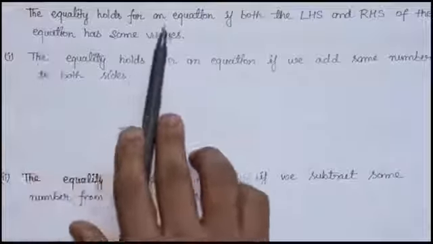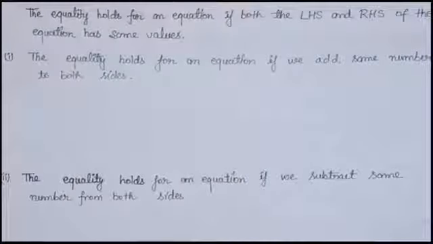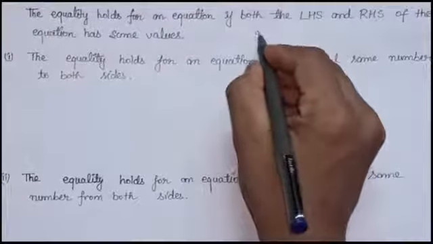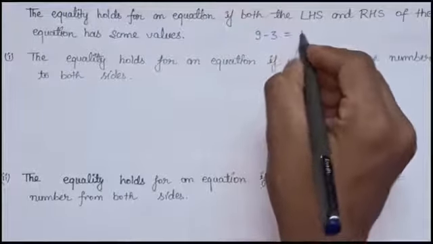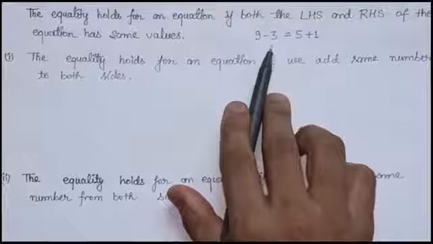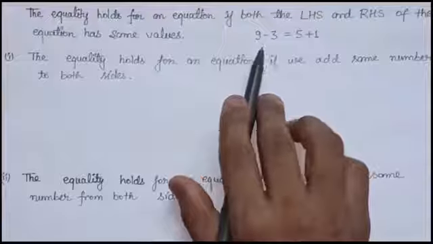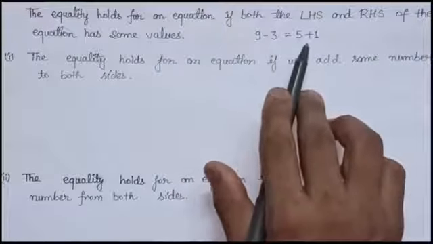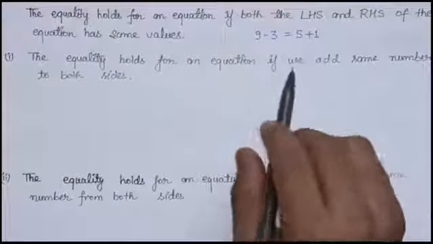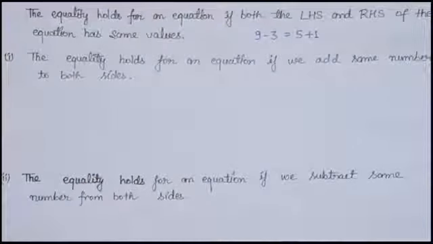The equality holds for an equation if both the LHS and RHS of the equation have the same value. It means that, let us consider we have an equation 9 minus 3 is equal to 5 plus 1. Here 9 minus 3 is the LHS while 5 plus 1 is the RHS. If you calculate 9 minus 3 you get 6, and if you calculate 5 plus 1 you also get 6. It means both the LHS and RHS have the same value, so we can say that the equality holds for this equation.